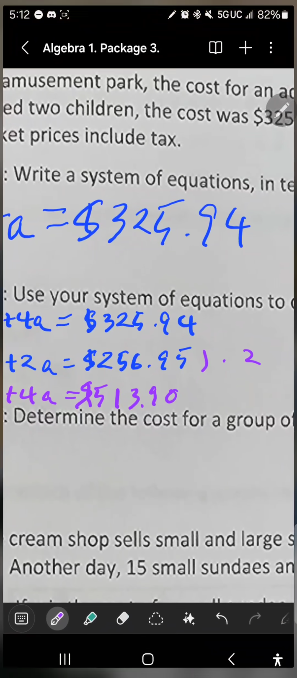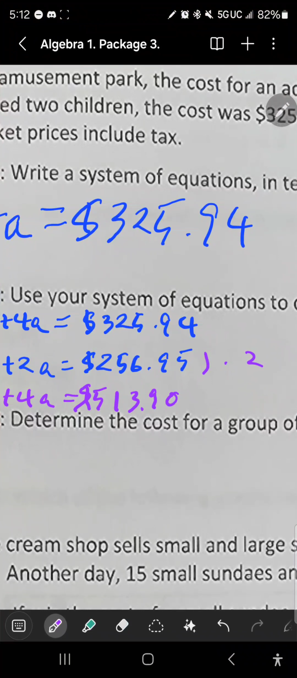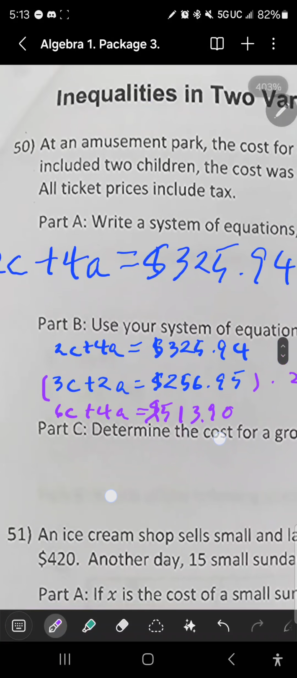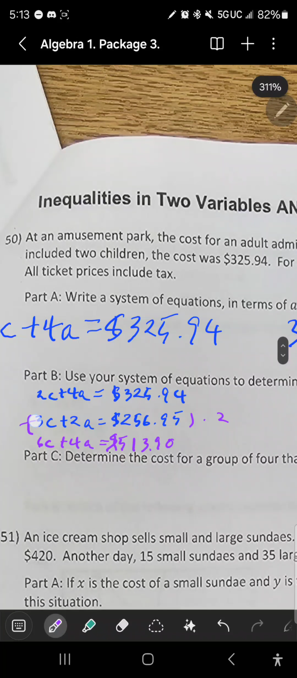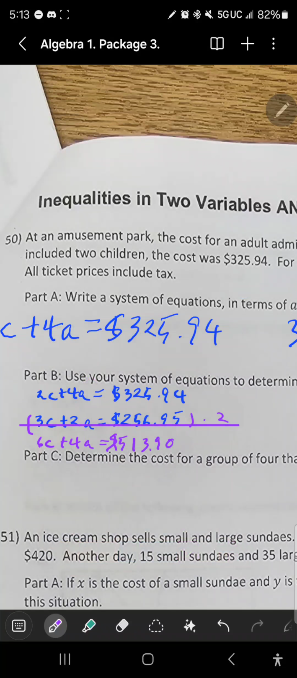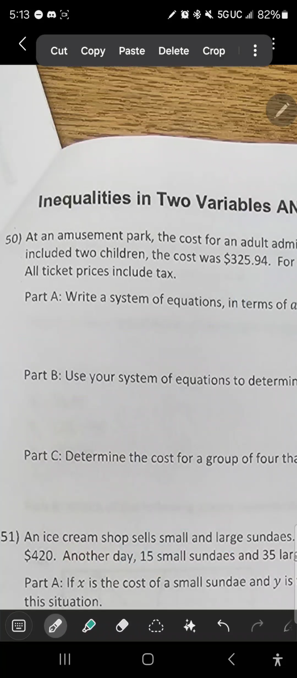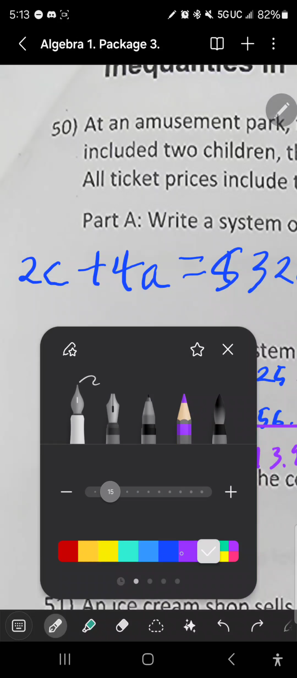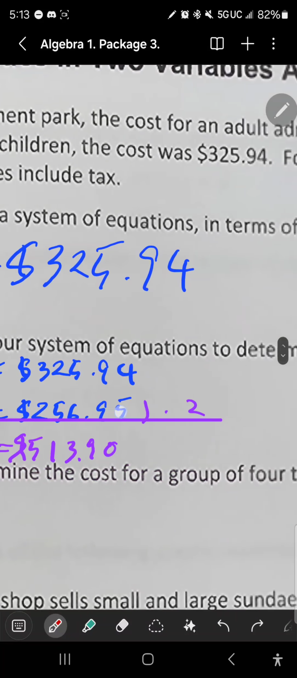Okay, now you get the same answer. 513.9 or 0.90 is exactly the same. So now we have this. And what I can do is get rid of this because I multiplied the whole thing. So this one is equivalent to that one. And I could subtract this equation. So now, let me write it here.